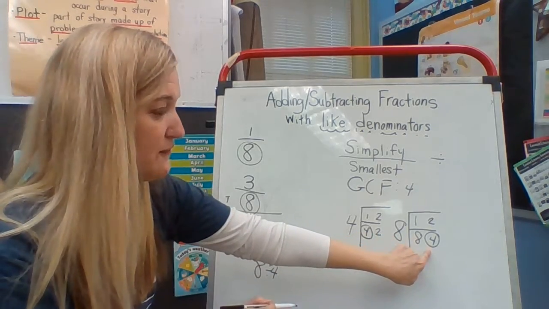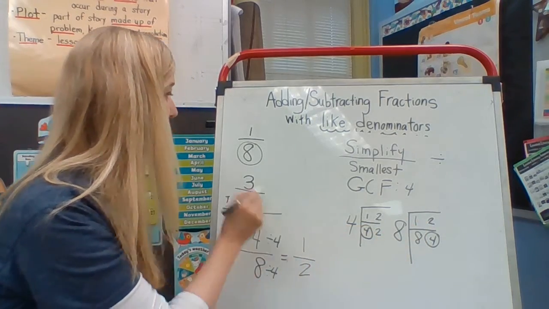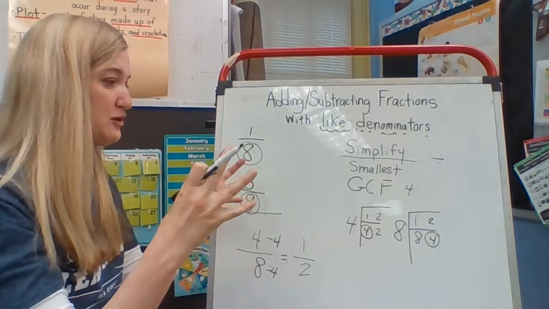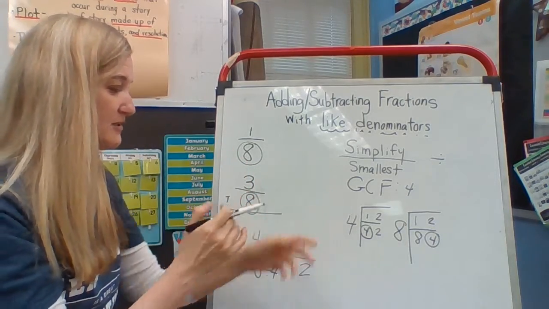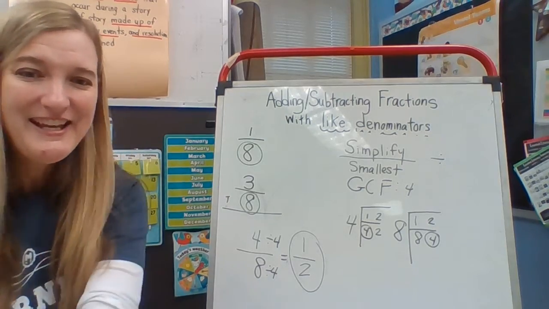8 divided by 4. 8. Go back to your 4. What factor is associated? 2. So 1/8 plus 3/8 is 4/8. And if I simplify it, make that fraction smaller by dividing by my greatest common factor, my sum would be 1/2. Okay? Next one.